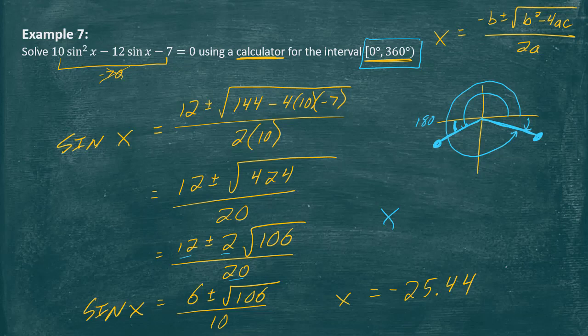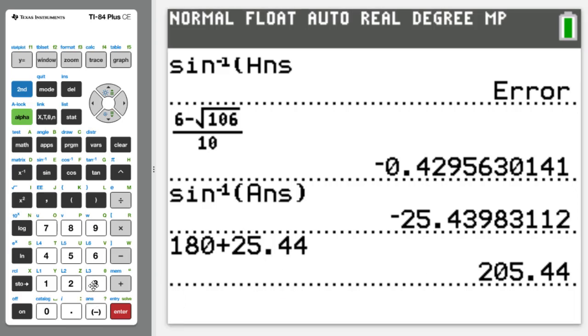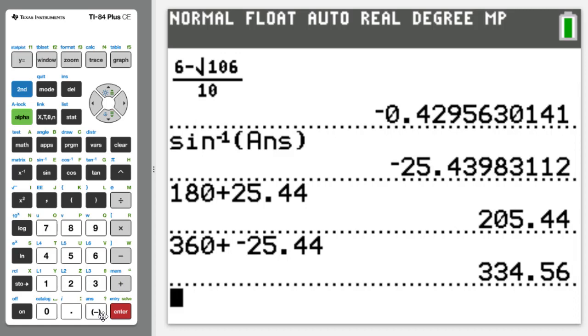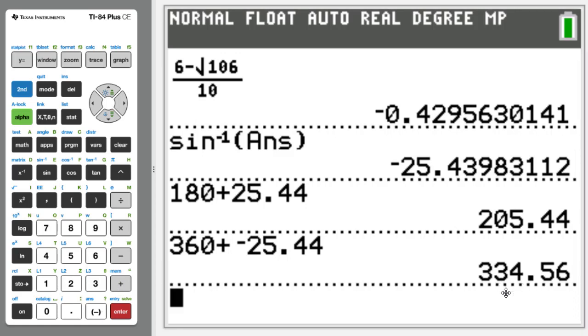So x equals 205.44. There's my first solution. And then the second one would be essentially just go 360 more than the angle that I had right here. So if I just did plus 360, that should get me my second answer. So if I go back to 360 and add it with negative 25.44, that gets me my last answer of 334.56.